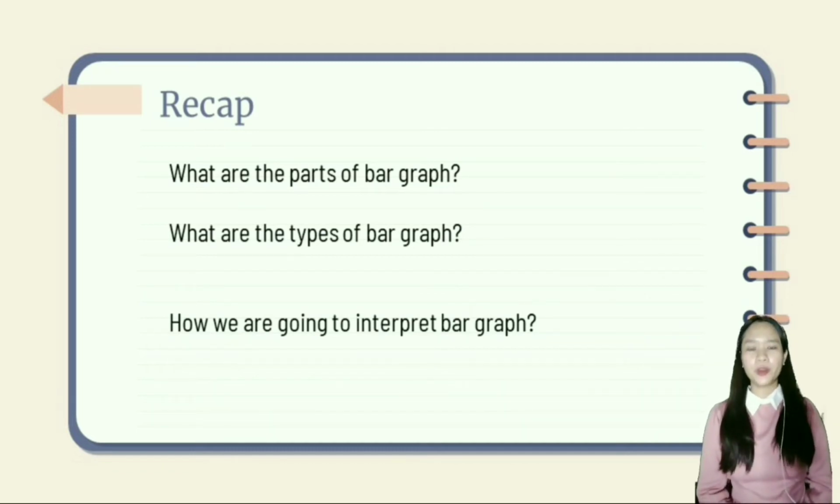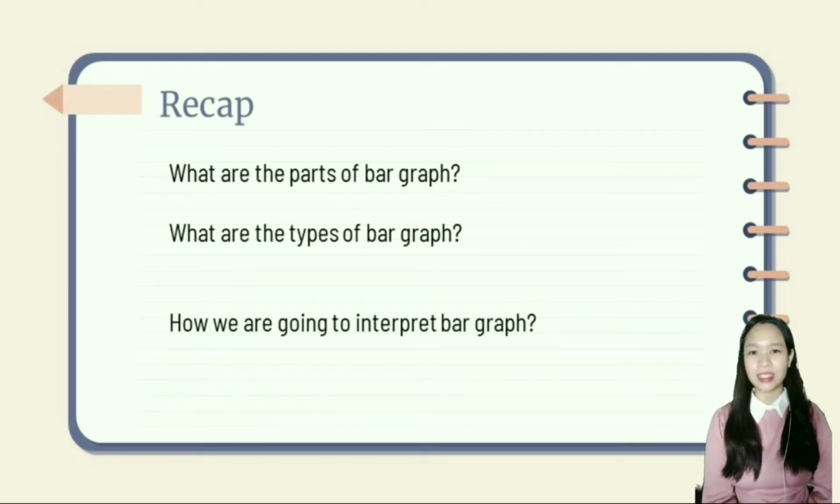What are the parts of the bar graph? Correct. The title, the horizontal and vertical axis, and the legend. What are the types of bar graph? Correct. Single and double bar graph. How are we going to interpret the bar graph? Right. We need to look into its parts. First, find the vertical and horizontal axis. Look into the label and scale, and look for the legend. And also, look for the title.